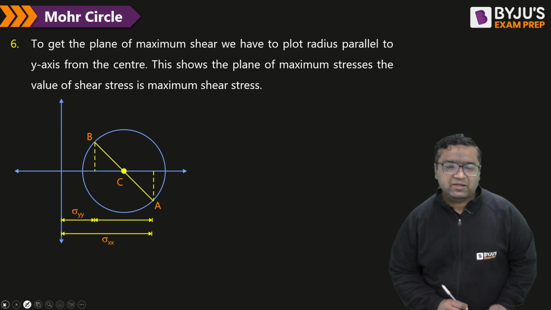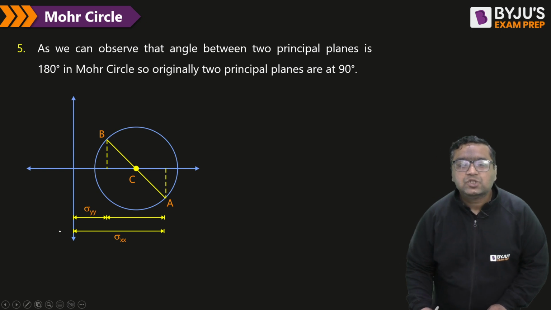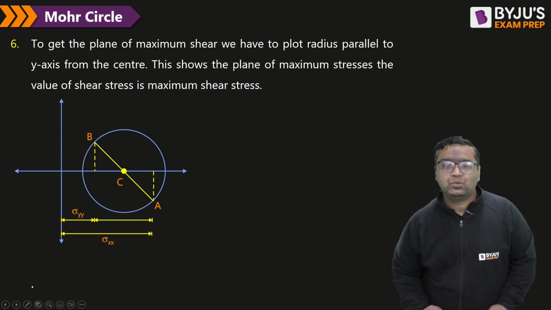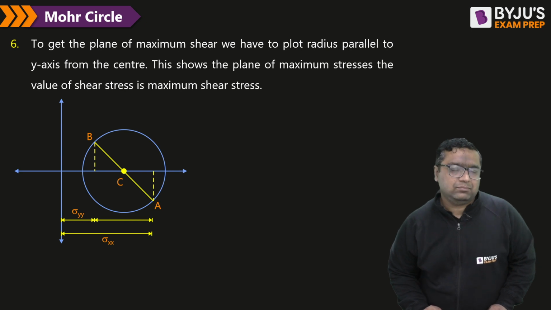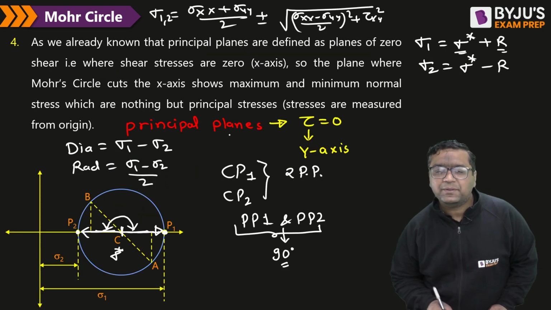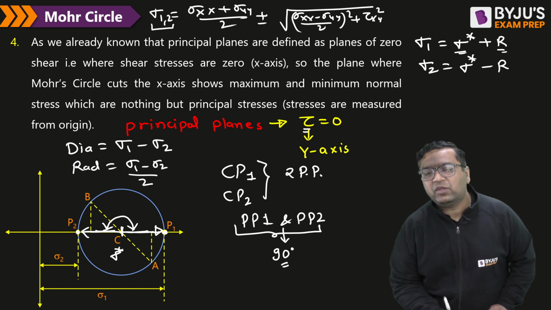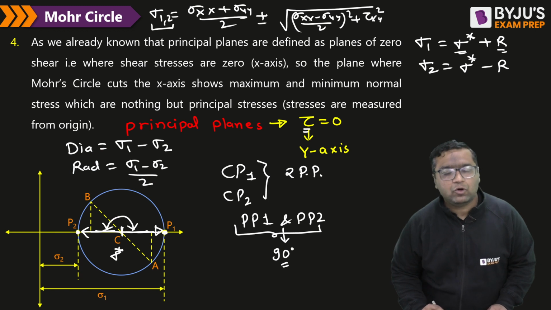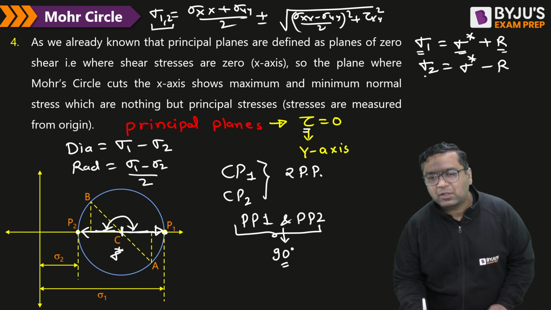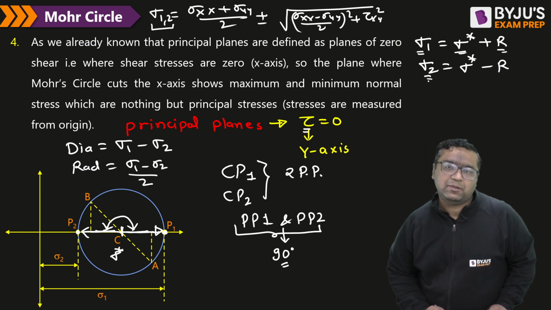So guys, moving further to the next point. We already have seen principal planes are at an angle of 90 degrees to each other. Now it's time to see about the shear stresses. We already have seen principal planes are planes where shear is 0. If you find out the value of sigma 1 and 2, you will get one more point, that sigma 1 is the maximum normal stress possible and sigma 2 is the minimum normal stress possible.